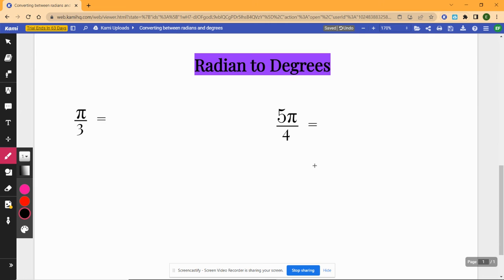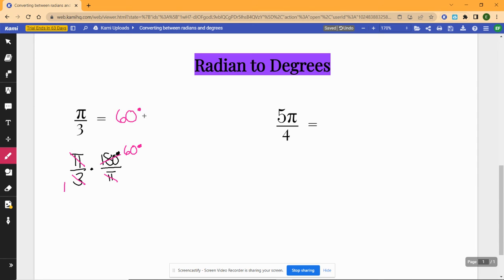Now, what if we're trying to do this backwards? If we're starting out with the radian, I'm just going to multiply by, and I'll put the pi in the denominator, that way they cancel out, and 180 degrees in the numerator. That way my final answer will have a degree measure in it. So canceling out the pi's, 3 goes into 180. 3 divided by 3 is 1. 180 divided by 3 is 60 degrees. So pi over 3 is equivalent to 60 degrees.